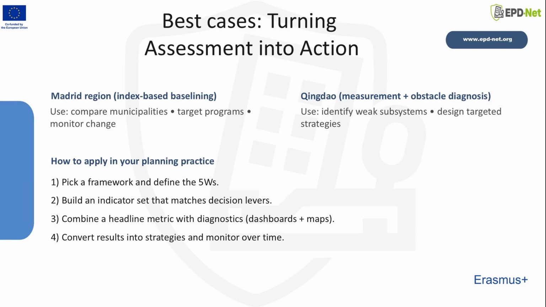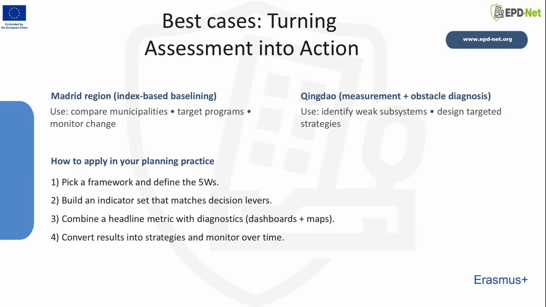The most useful resilience assessments are those that can be converted into action. The Madrid region example shows how index-based baselining can support comparison across municipalities, guide program targeting, and monitor change over time. The Qingdao case shows how measurement combined with obstacle diagnosis can identify weak subsystems and support targeted strategies. Taken together, these cases suggest a repeatable workflow for planning practice.